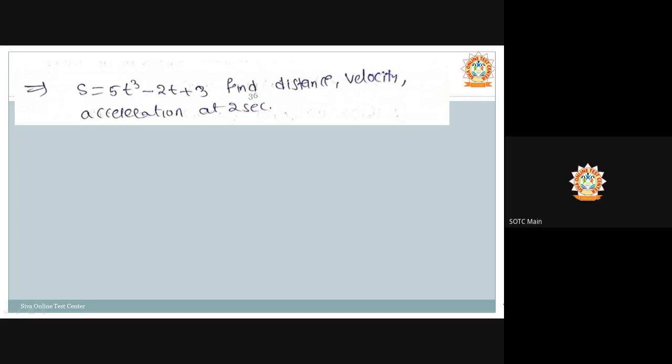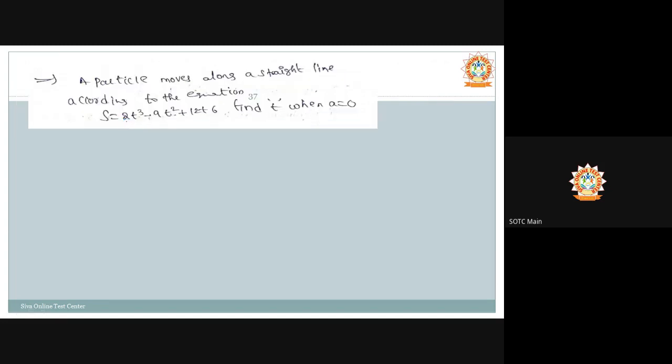12. Why? It is 5t cube. If you take the double time derivative, it will become 30t. Thirty into 2, it will become 60, right? Yes, sir. In the second order derivative, just this thing only will be there. These two will be 0. So 5t cube, it is 15t square, then 30t, it will come 30 into 2, it will come 60 meter per second square. Let us move to the next question.